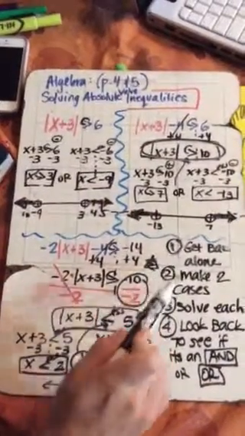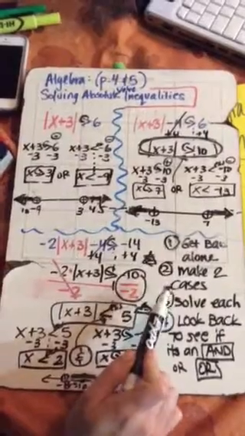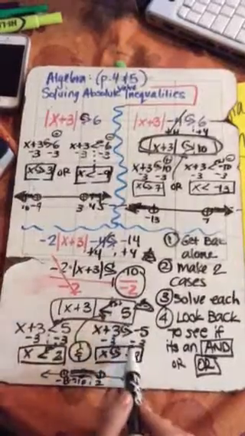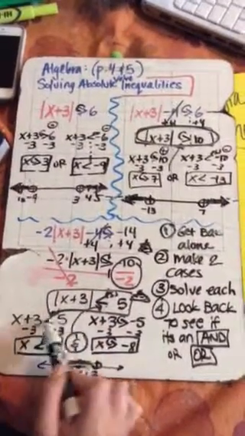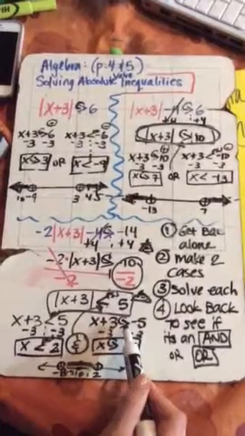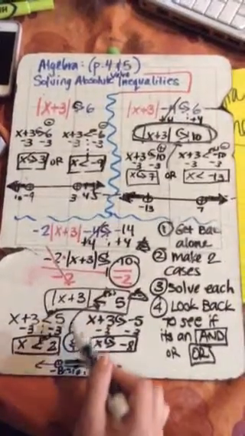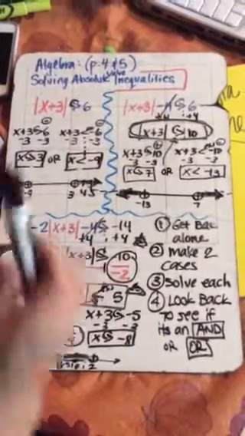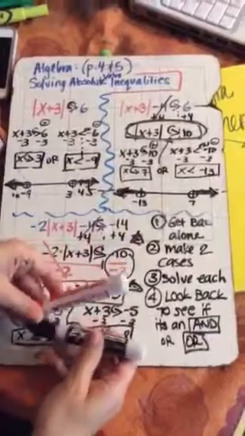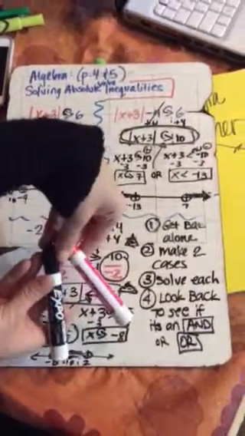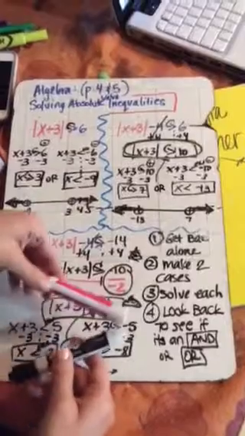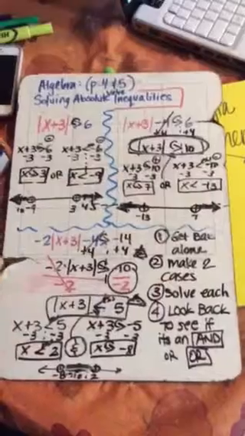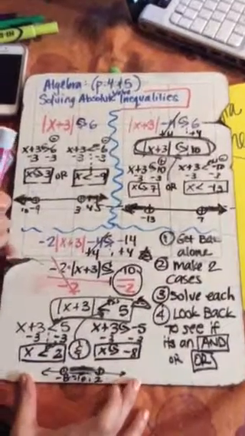So get the bars alone, make your two cases after the bars are alone. You don't make the two cases at the beginning. Once the bars are alone, then you make your two cases. Your positive case, leave the symbol. Your negative case, flip the symbol. Then you solve. You figure out if it's AND or OR by going back here and you rotate that symbol. So if it starts out a less than symbol, you rotate it, it looks like an A. So it's an AND graph. If it starts out a greater than symbol, you rotate it, it doesn't look like an A. So it has to be OR. And then you graph your solutions.